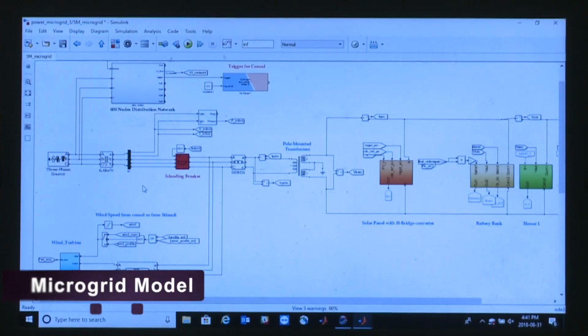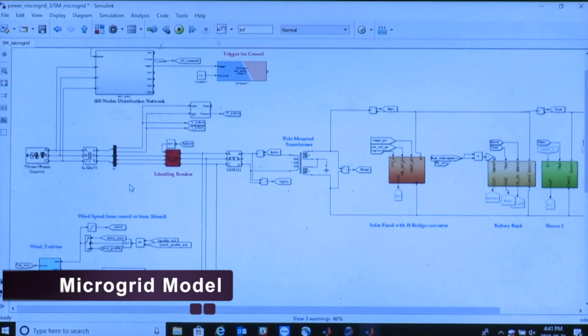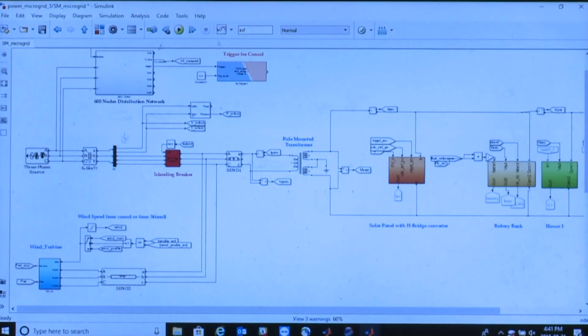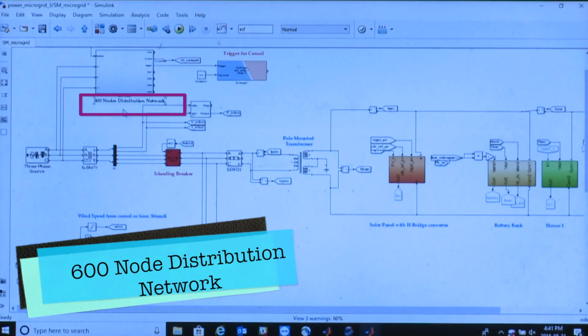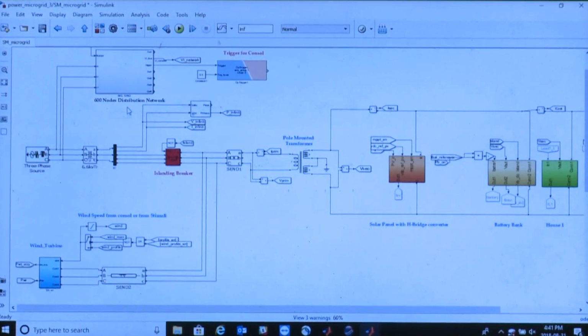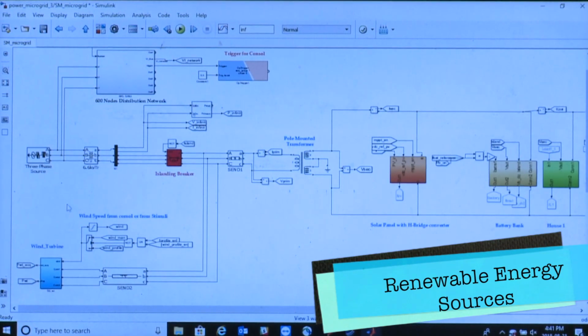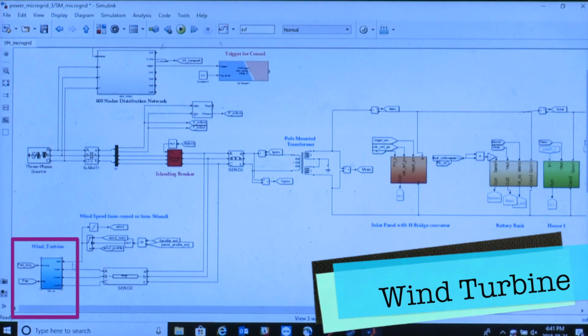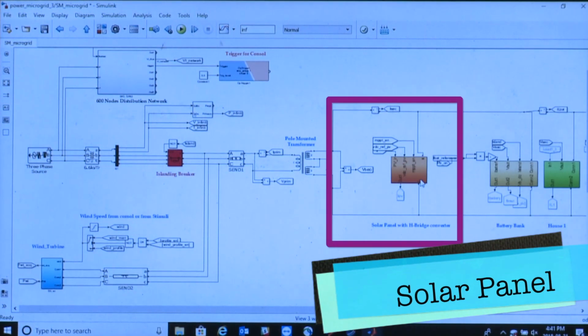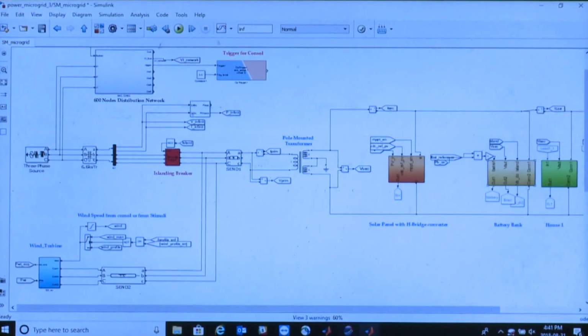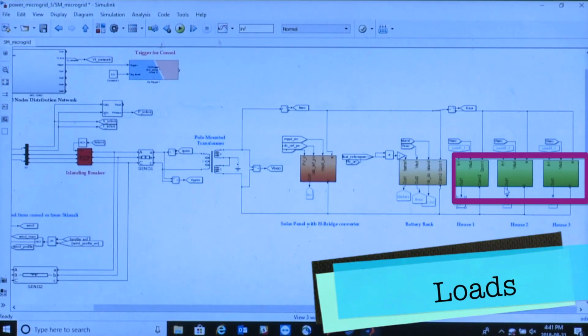This is the microgrid model in MATLAB Simulink environment. It basically consists of a 600 nodes distribution network and various renewable energy sources such as wind turbine, solar panel, battery bank and 3 loads.